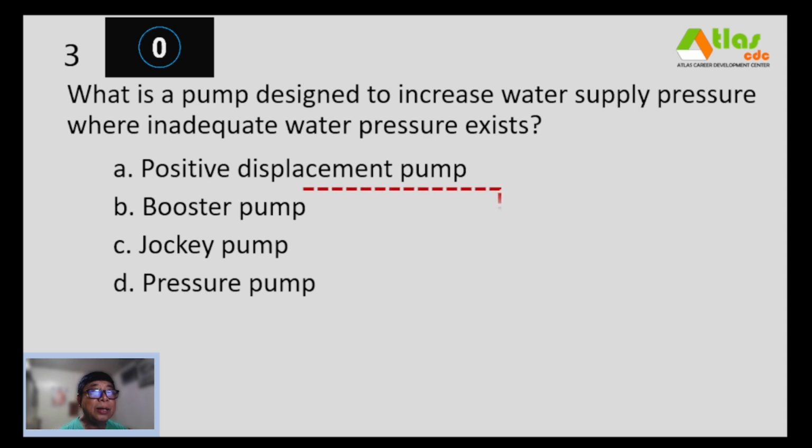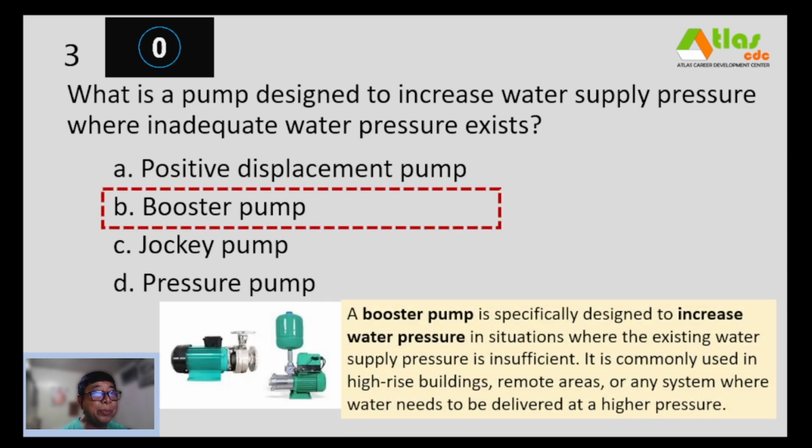And our correct answer is letter B, booster pump. So a booster pump is specifically designed to increase water pressure in situations where the existing water supply pressure is insufficient. It is commonly used in high-rise buildings, remote areas, or any system where water needs to be delivered at a higher pressure.